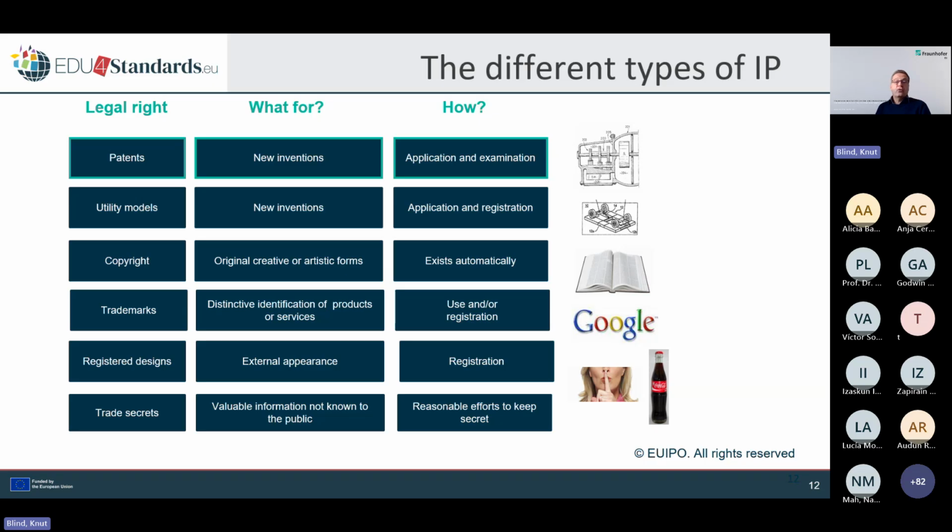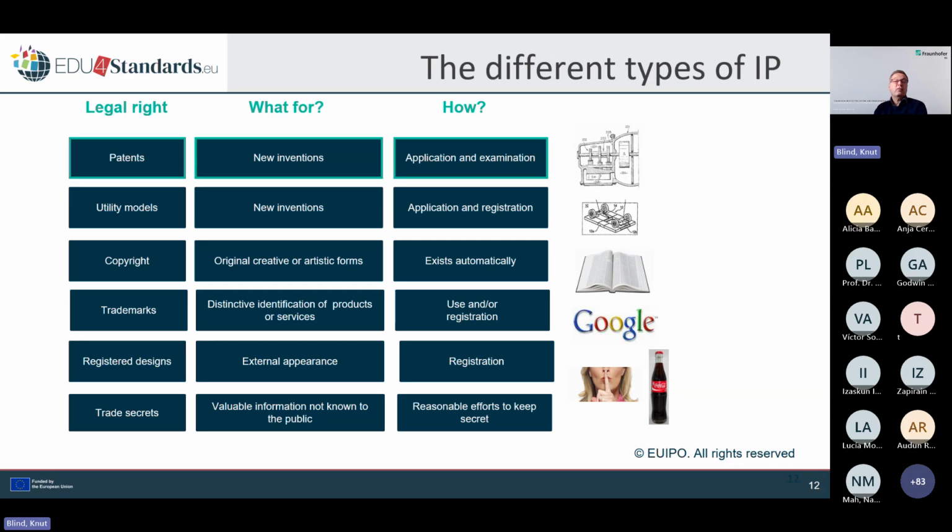Now, to go a little bit into depth, what do the different types of rights protect? Patents are focused on really inventions, and you have to actively apply, and this is then examined. The utility model is also often called the little brother of patents. Again, it's on inventions, but it's not so high tech. That means you apply for it and it's registered, but an examination doesn't take place, only if somebody questions your registration.